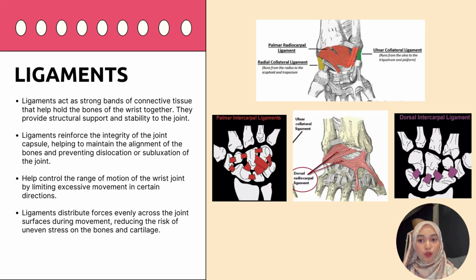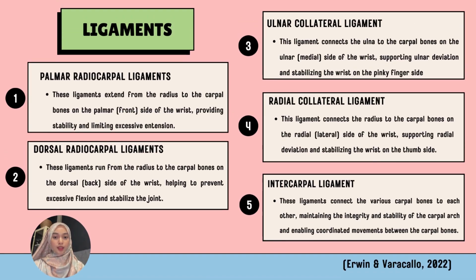They can also help control the range of motion of the wrist joint by limiting excessive movement in certain directions, such as hyperflexion or hyperextension. Ligaments also distribute force evenly across the joint surfaces during movement, reducing the risk of uneven stress on the bones and cartilage. These are the ligaments that we have at the wrist area.